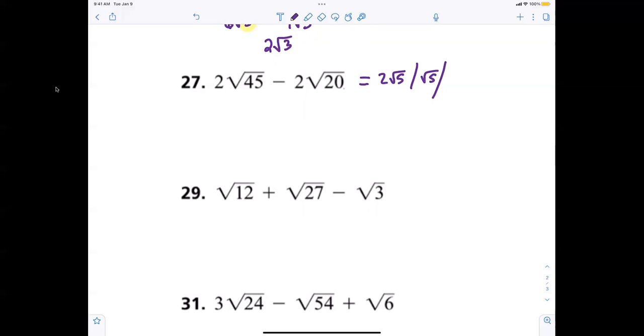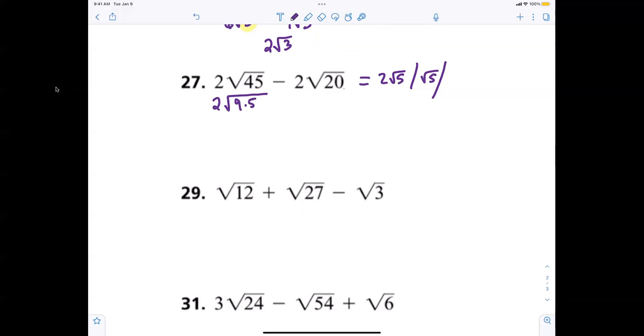All right. So now, I don't understand. 45 has what perfect square in it? 9. Everybody, please. All right. Now, those of you who can look at that and just say, well, I already knew that was 6 radical 5, you're ahead of the game. That's where you should be.